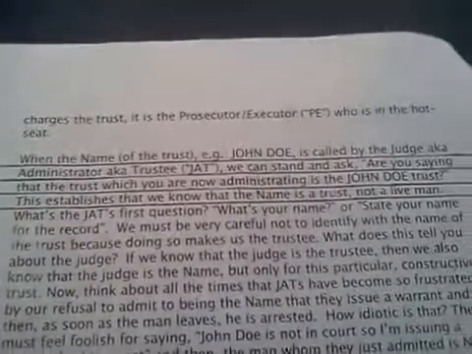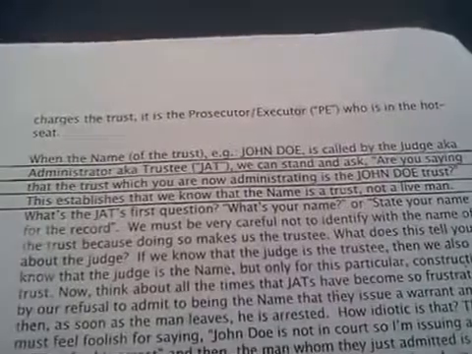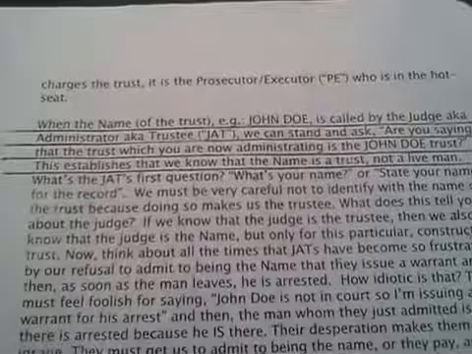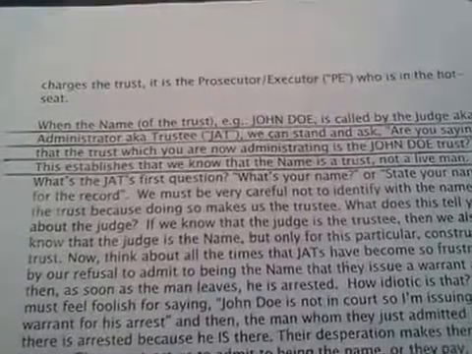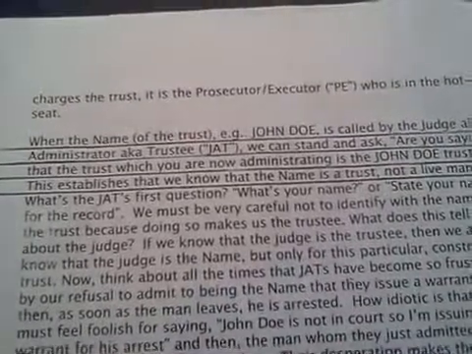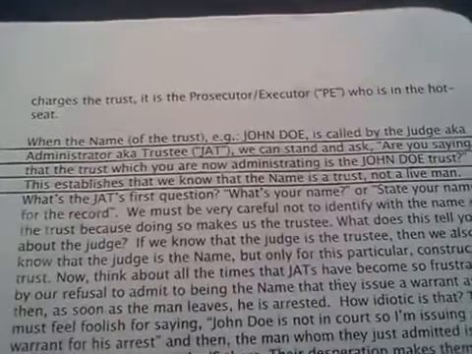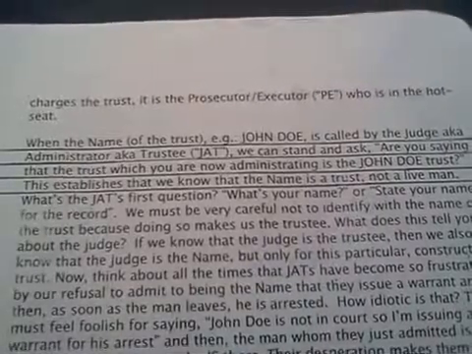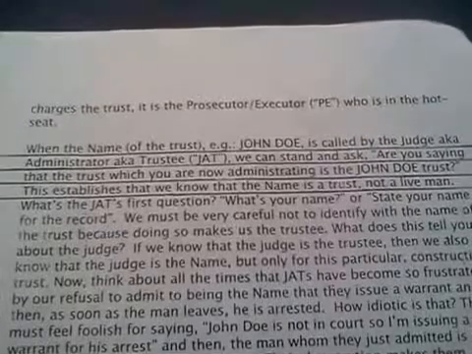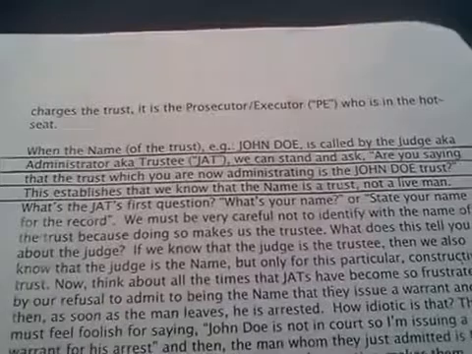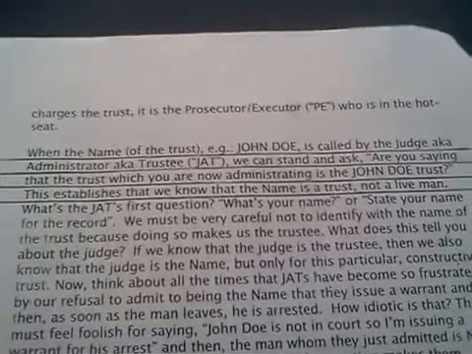Now, here we go for the main questions that you ask in open court, and you must ask this politely. Just interject right when the hearing starts. When the name of the trust, for example, John Doe, is called by the judge, aka administrator, aka trustee, we can stand and ask, are you saying that the trust which you are now administrating is the John Doe Trust?